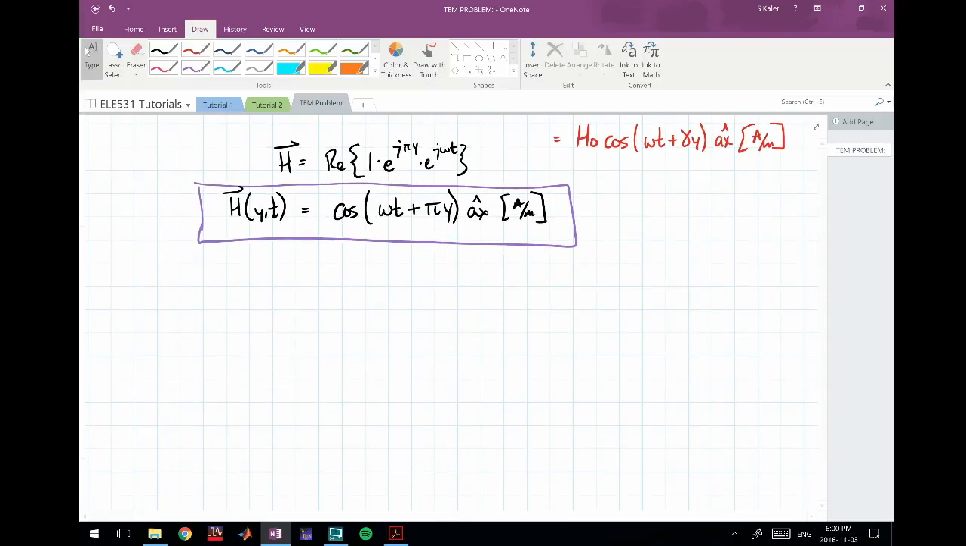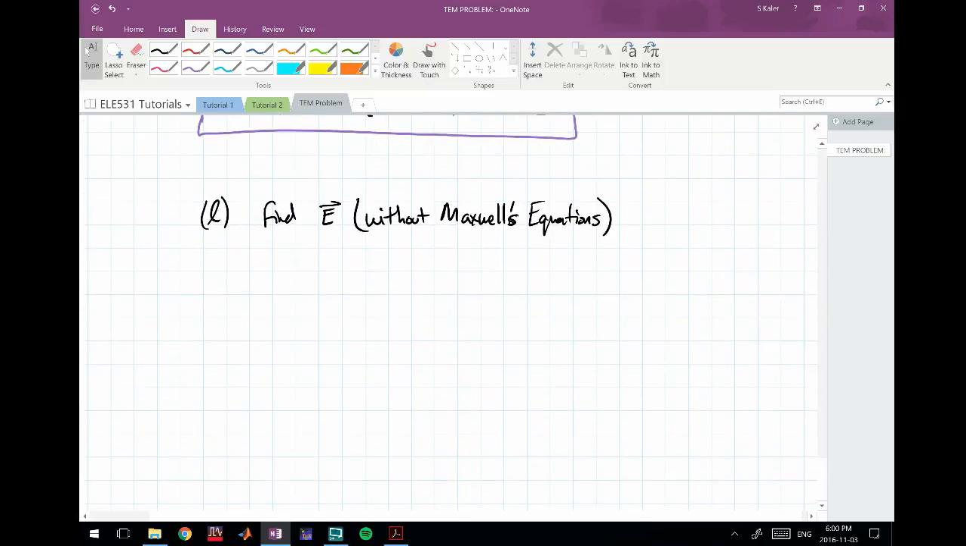Now let's go on to part L. Now this asks to find E, and in this question it says without Maxwell's equations, which I find kind of silly, because we're teaching a course on electromagnetic theory, but we're not allowed using the fundamentals of electromagnetic theory.